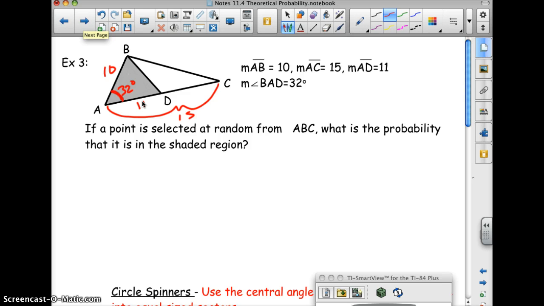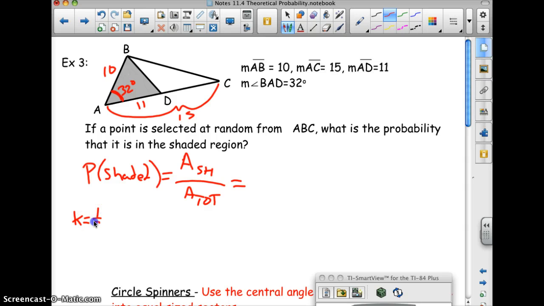Okay. So, a point is picked at random. What is the probability it is in the shaded region? So the probability of coming from the shaded region is going to equal the shaded area over the total area. Now when I'm looking at that shaded area, I've got a side angle side. I can use that formula for area of a triangle, K equals 1/2 AB sine C. Right, K equals 1/2 AB sine C.